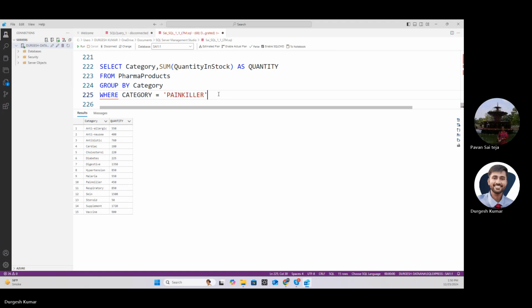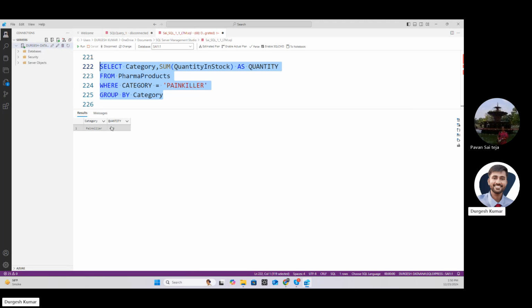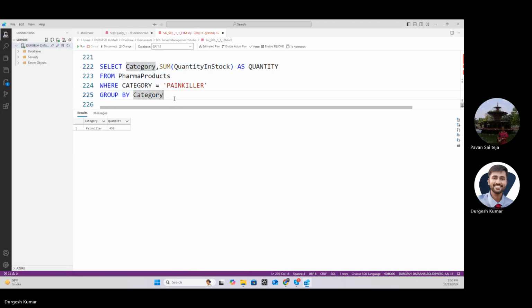No. What is incorrect? Order of execution. There is no order of execution, like where comes after group. No, the order of writing is incorrect. So we'll add where first. We got the same answer.